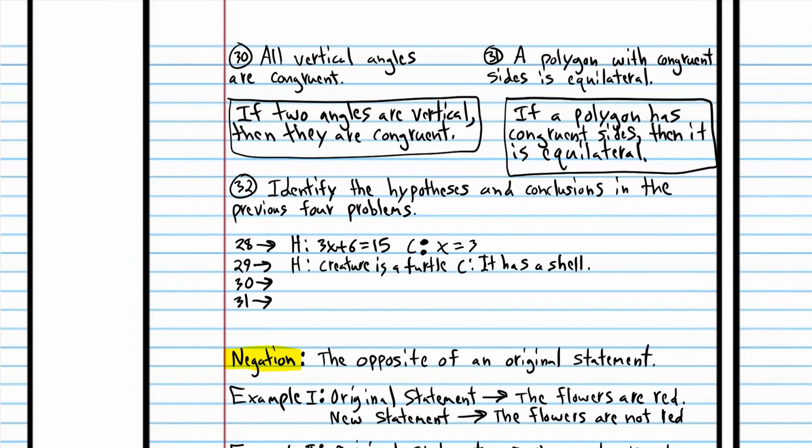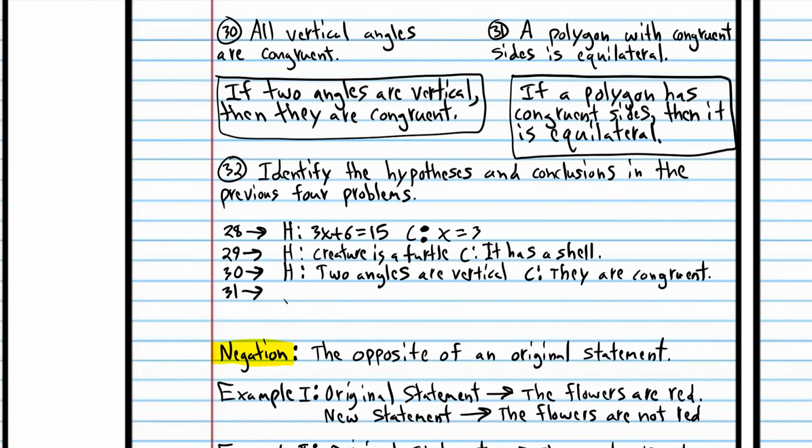What is the hypothesis for 30? The hypothesis is two angles are vertical. If you got that answer, good job. Now what is the conclusion? The conclusion is they are congruent. I'm not going to write out every detail of the sentence. I think you can get the point. All right, so if you got that, good job.